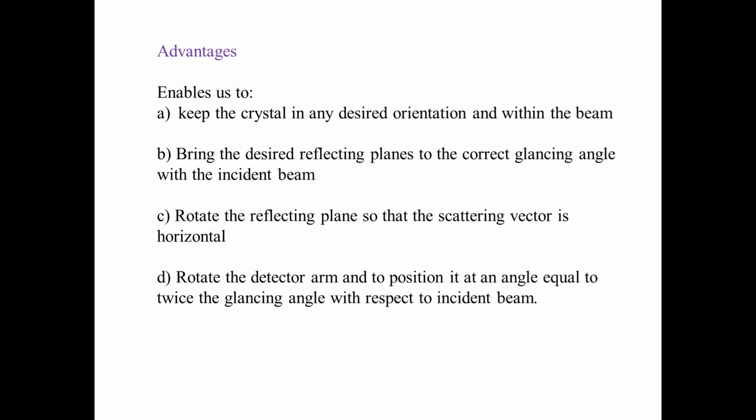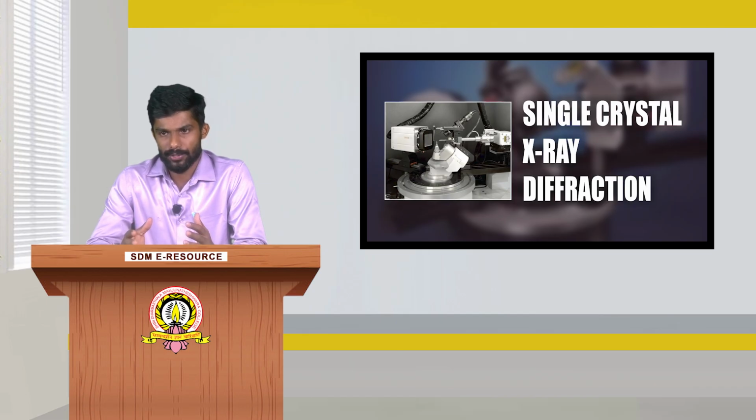So there is rotation of the reflecting planes, and also rotation of the detector arm to position it at an angle equal to twice the glancing angle. The detector angle is always twice the glancing angle. All these are the advantages of this single crystal X-ray diffractometer.